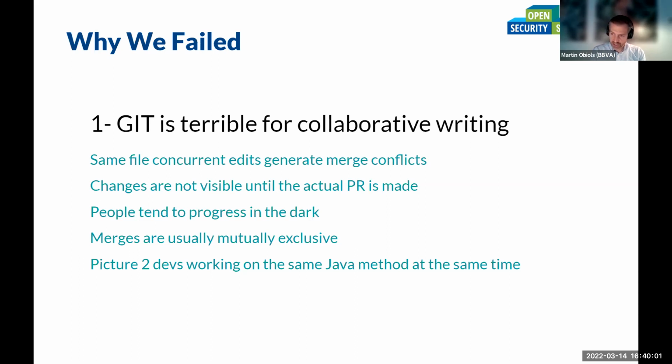So in the end, it creates frustration to the teams, and favors that people don't collaborate so much, because they start working on something and then sort of lock that part of the document, so they are the only ones working on it, so the merge doesn't happen. And that's essentially one of the feedback that we got from the teams trying to implement this, that Git wasn't that good for collaborative writing.